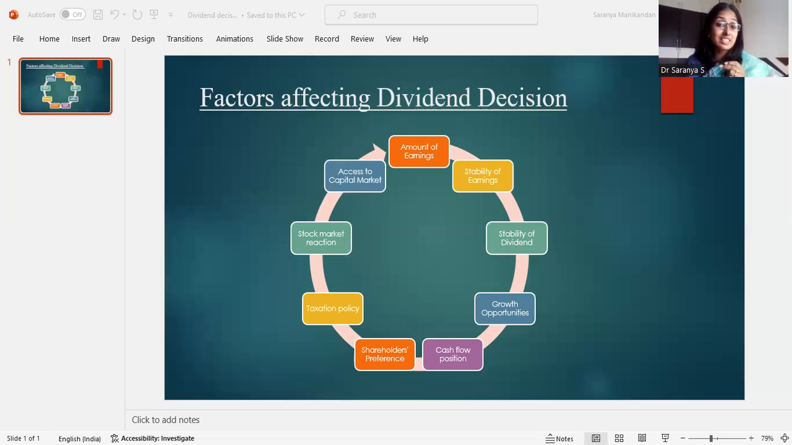Next point is the taxation policy. The rate of dividend also depends on the taxation policy of the Indian government for Indian companies. Stock market reaction is the next point.